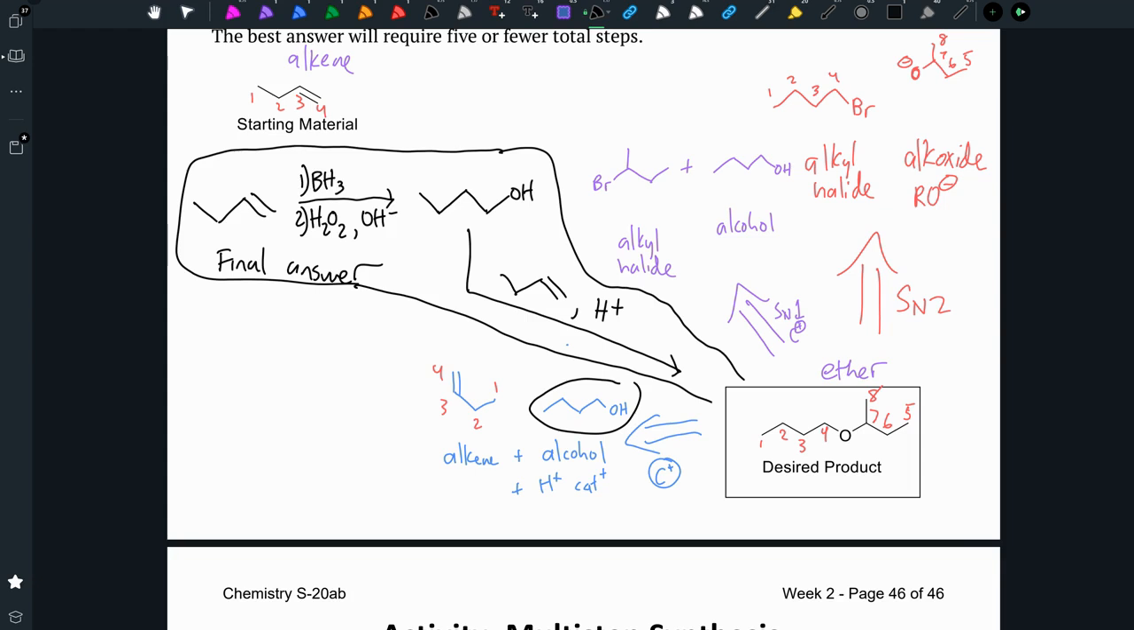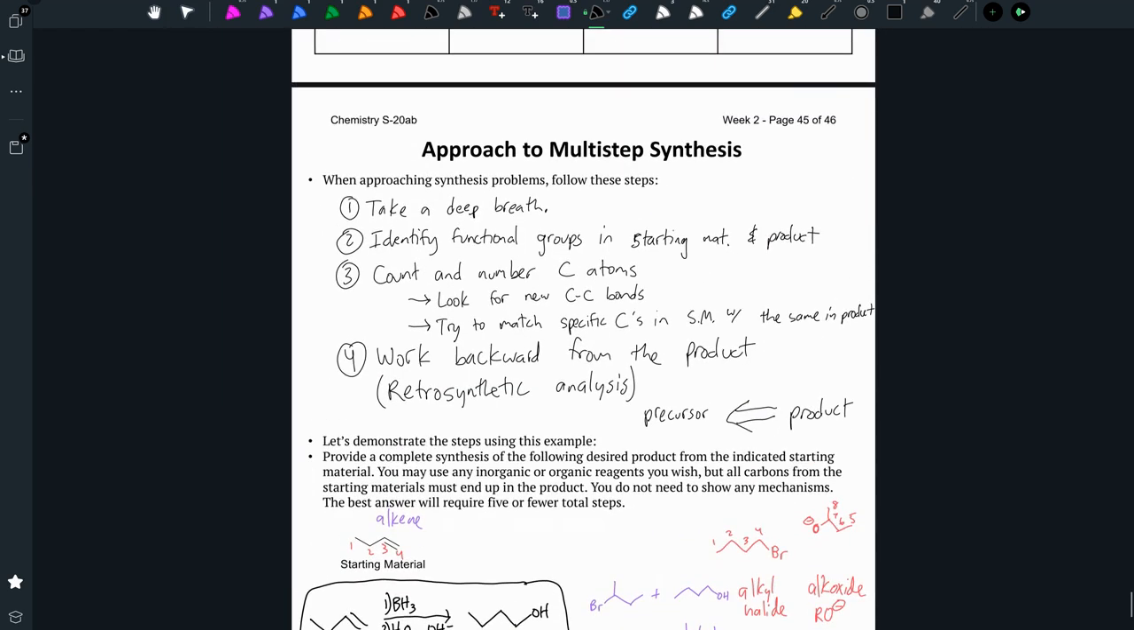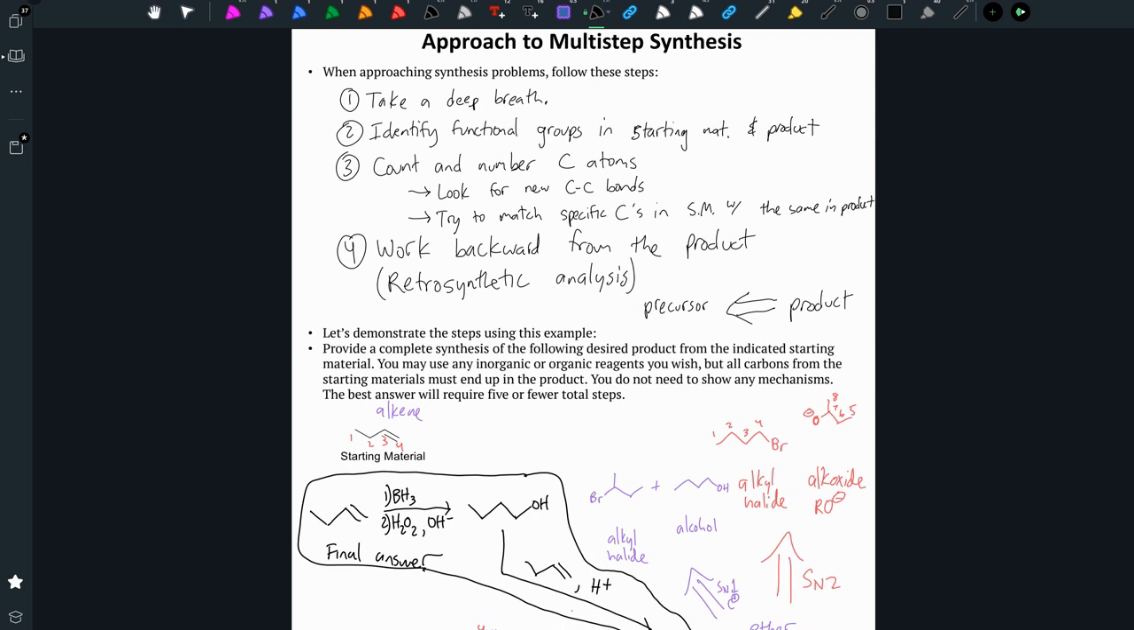I could also come up with a final answer that follows the purple pathway if I wanted to. I could also come up with a final answer that follows the red pathway. This is an example where I have lots of different possibilities. But that's our thought process. That's what you want to do when you approach any synthesis problem.